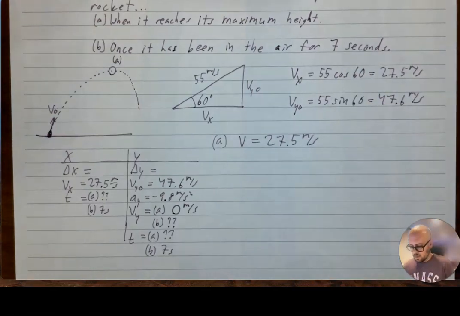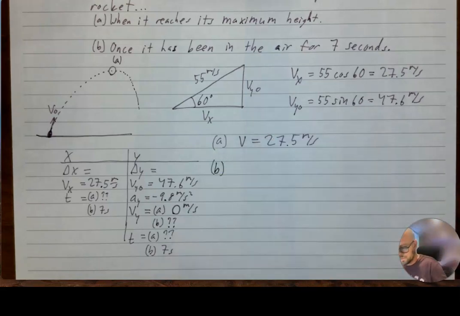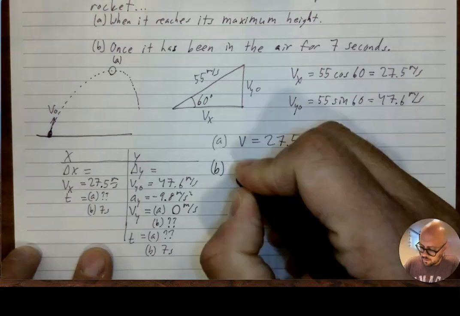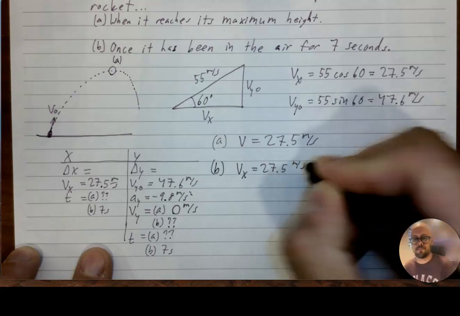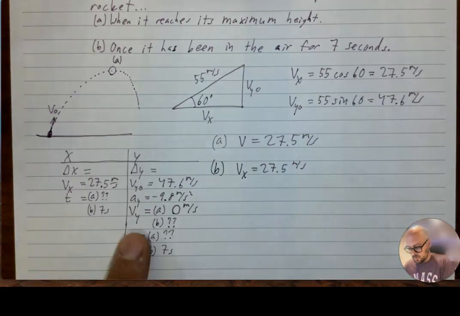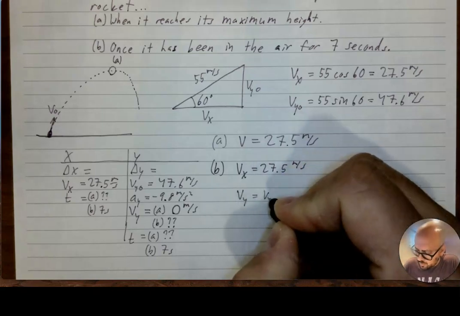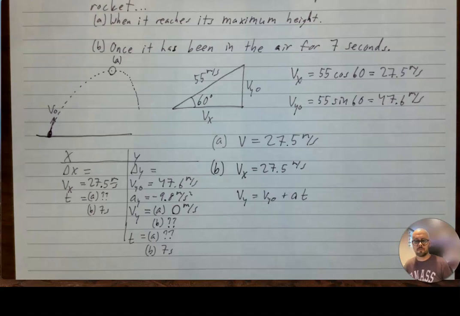And so in the last section, we're going to solve the other question, which is how fast it's going once it's been in the air for 7 seconds. Again, there's something important to realize here: the time in the x direction of 7 seconds doesn't actually matter because the horizontal velocity is a constant 27.5 meters per second. However, the vertical velocity does matter. That time does matter. So I'm going to use this motion equation, and we're going to figure out what the vertical velocity is once it has been in the air for 7 seconds.